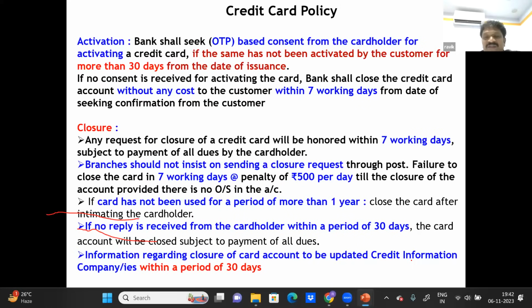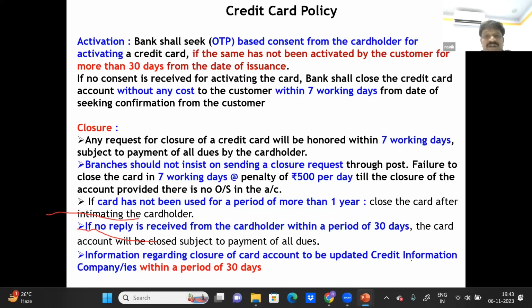If any customer has taken a credit card, the customer should activate it immediately. If he is not activating, remember it's very important: the branch shall seek OTP based consent from the card holder for activating a credit card, if it is not activated by the customer within 30 days from the date of issuance. Generally, the customer activates the credit card immediately. If he is not using it within 30 days, we can also activate it. The only thing is we will ask for an OTP. If he gives an OTP, then you can activate the credit card.